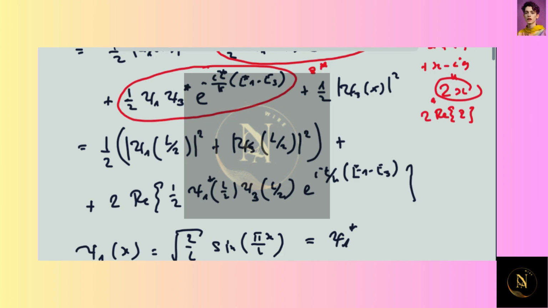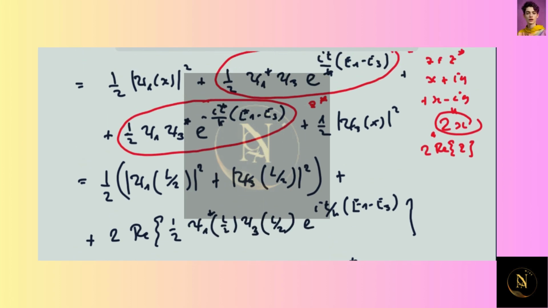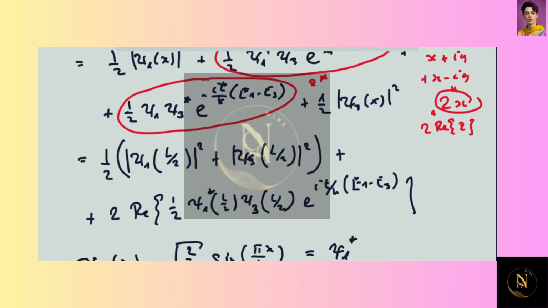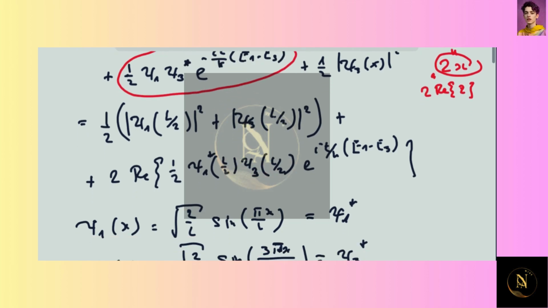So basically, what you're going to end up with is that the probability distribution function is equal to a half times |psi1| squared plus |psi3| squared plus 2 times the real part of this complex number that we got here.